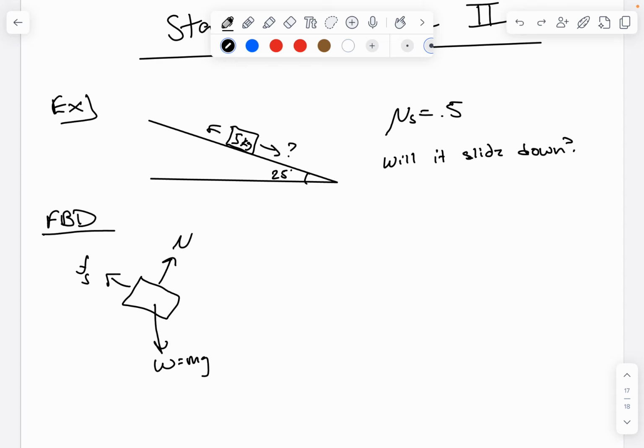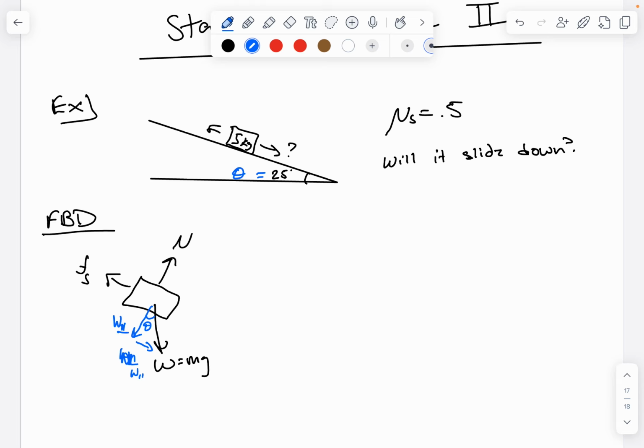So we can split the weight force into two components. This one and that one. So this is our weight parallel, and this is our weight perpendicular. Again, this is our theta. Oh, I'm so sorry. This is our weight perpendicular. This is our weight parallel. Perpendicular to the surface, parallel to the surface. And that is our theta, which we get from here.